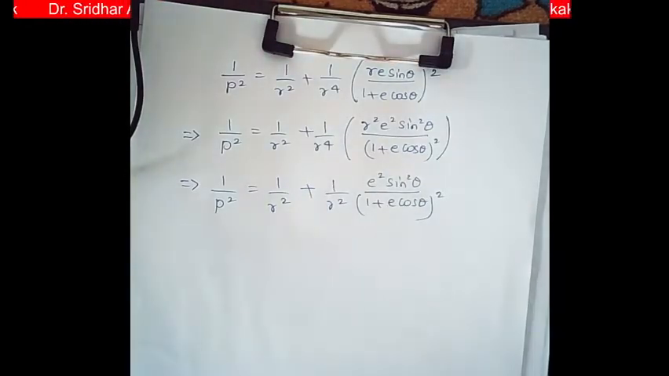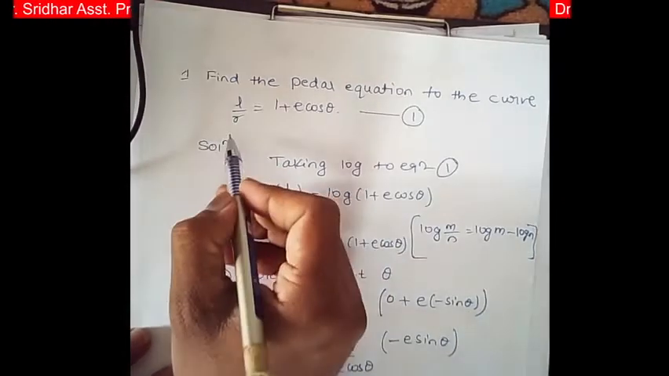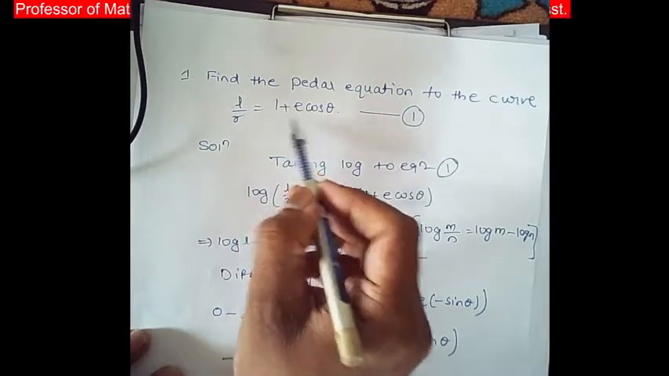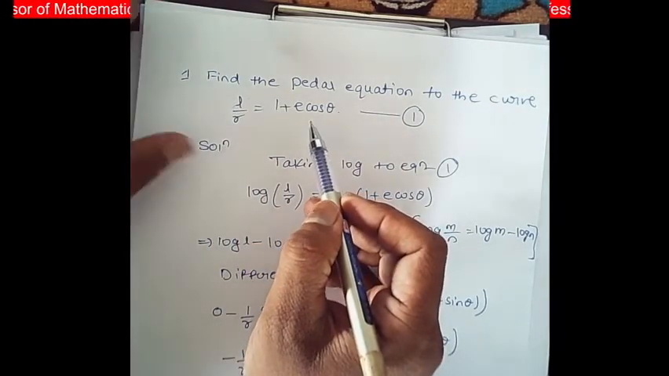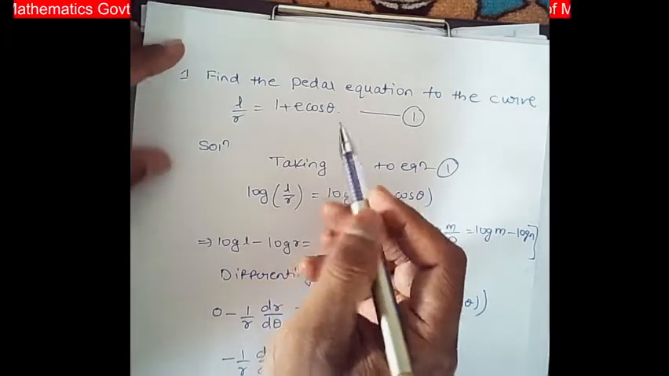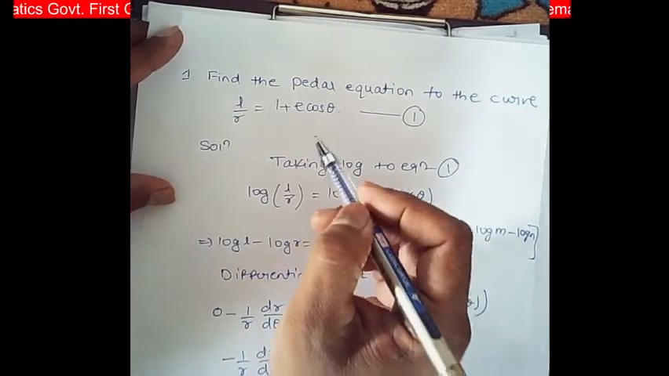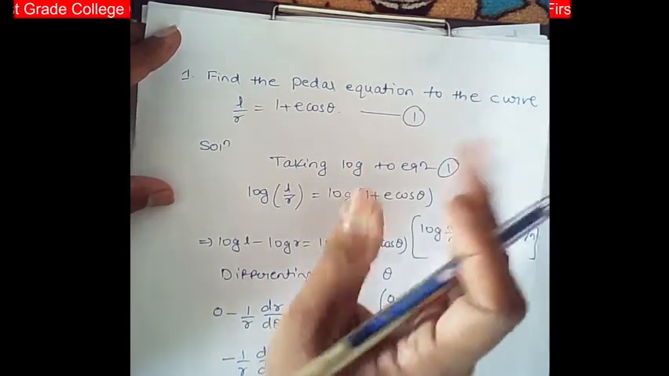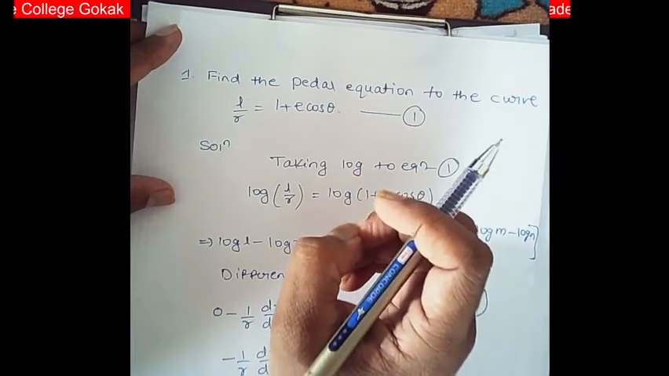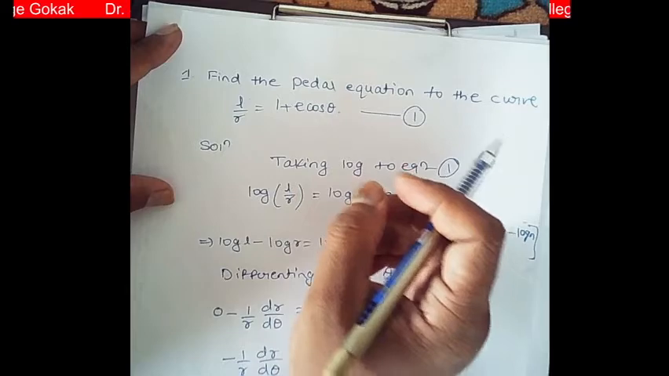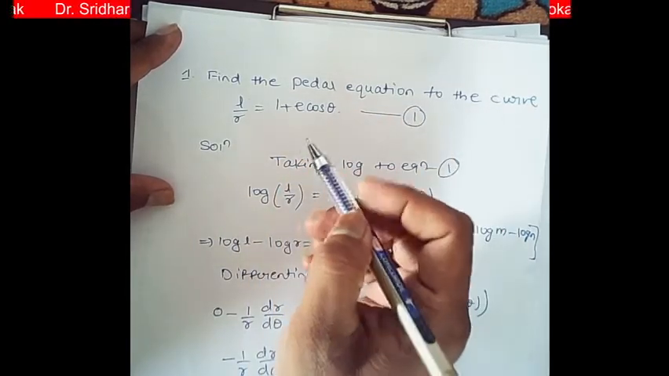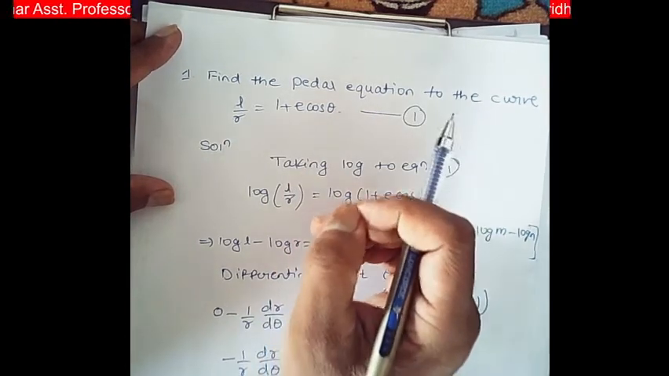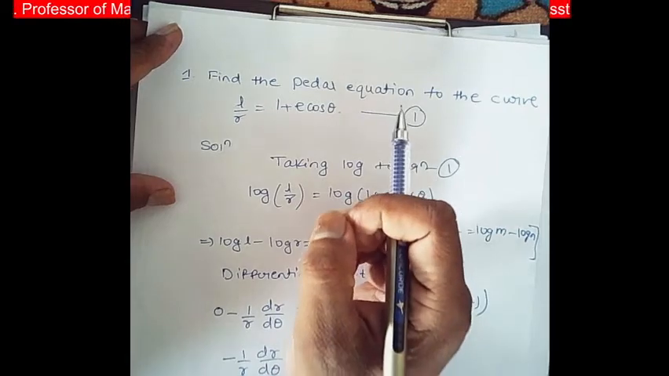Now from the given equation, what is the given equation? So this is the given equation: L by r is equal to 1 plus e cos theta. Now we have to find the pedal equation. Pedal equation means it should contain only p and r, and it should not involve any trigonometric functions like sin theta, cos theta, tan theta, sec theta. It contains only the length of the perpendicular, that is p, and the radius vector r.